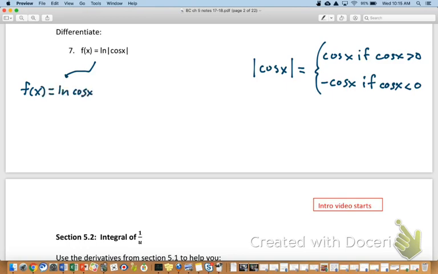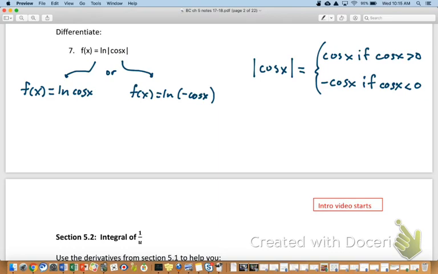That's if cosine's positive. Or it would be f of x equals ln of negative cosine, and that would be if cosine happens to be negative, right? I'm considering both cases in regard to the absolute value. This is me evaluating the absolute values. I can't just say absolute values go away, because that doesn't make any sense. You actually have to do something. This is me doing something. I'm evaluating the absolute values.